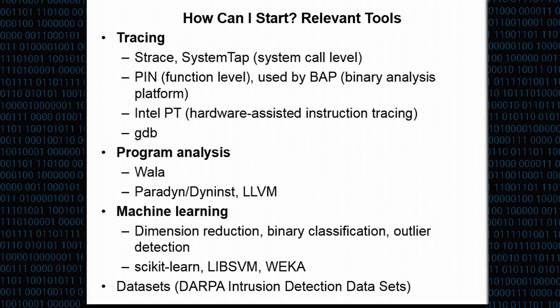Data sets, we don't have a lot of good data sets. We're in the process of publishing some of our data sets. So this is one of the unfortunate aspects of anomaly detection, but we're working on it, to make it more available so that different techniques can be comparable.